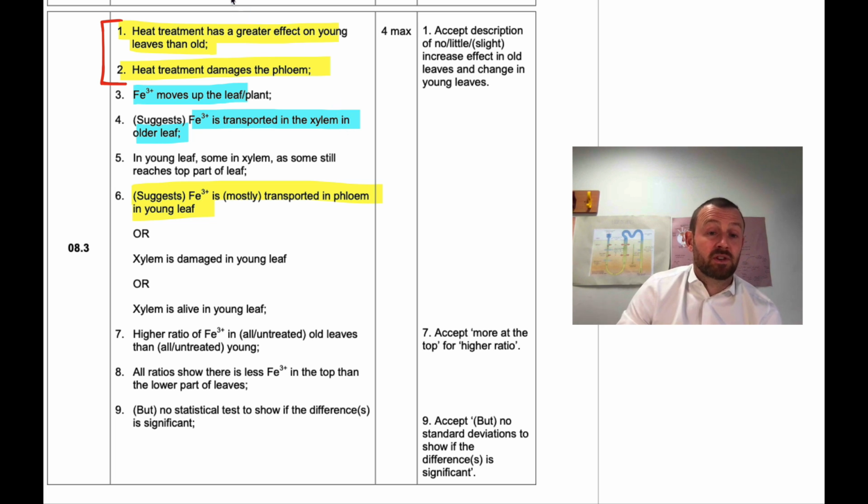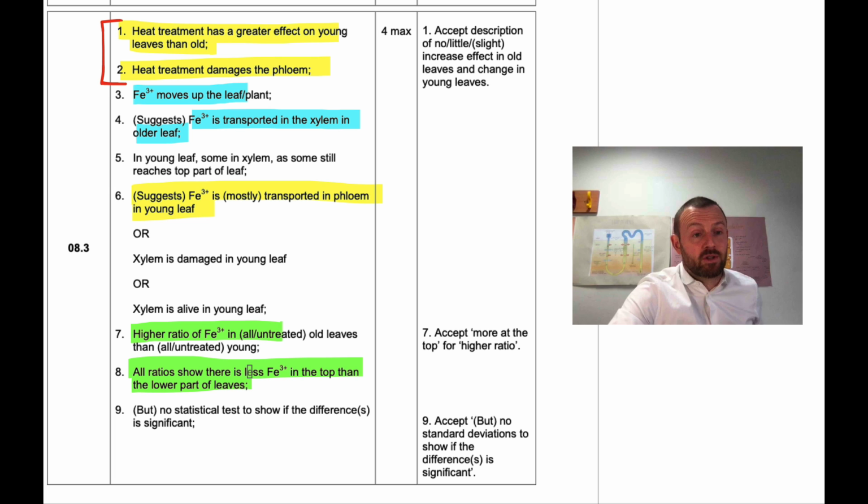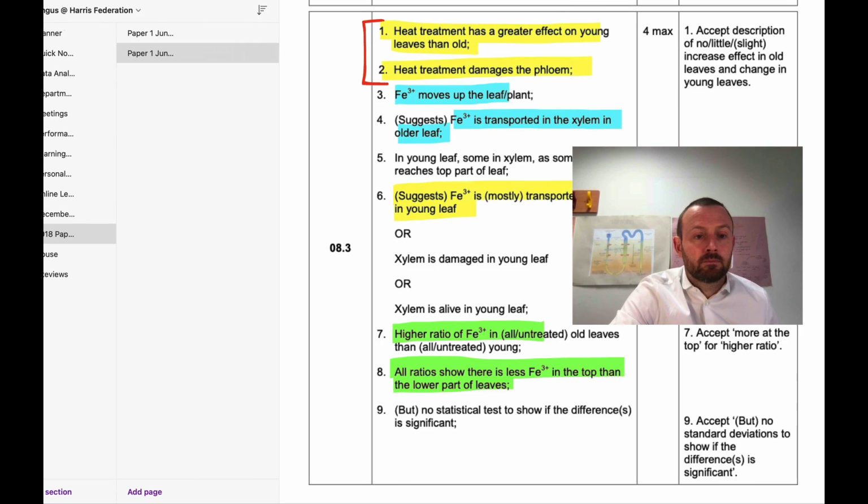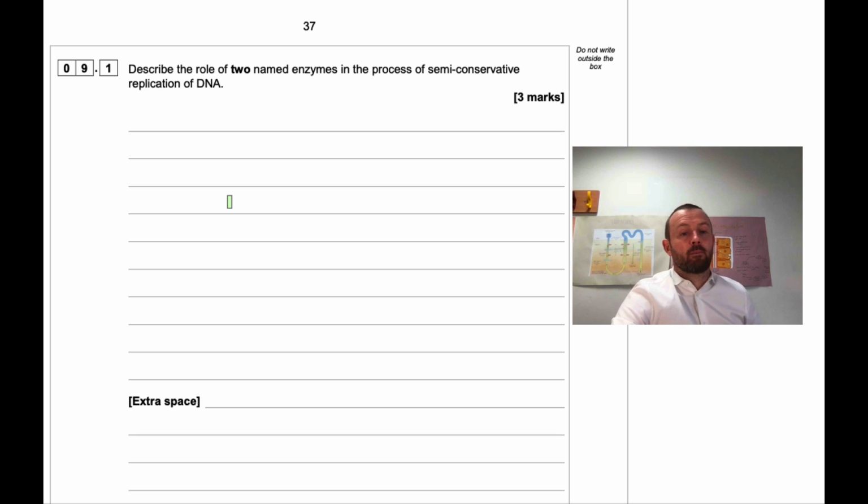Yeah. And then there's also general observations that you could have made. I made this observation. Yeah, there's always less Fe3+ in the top than the lower parts of the leaves. There's loads of things you could have said here. Loads. Interesting question. It really makes you think. Let's move on. All right, 9.1.